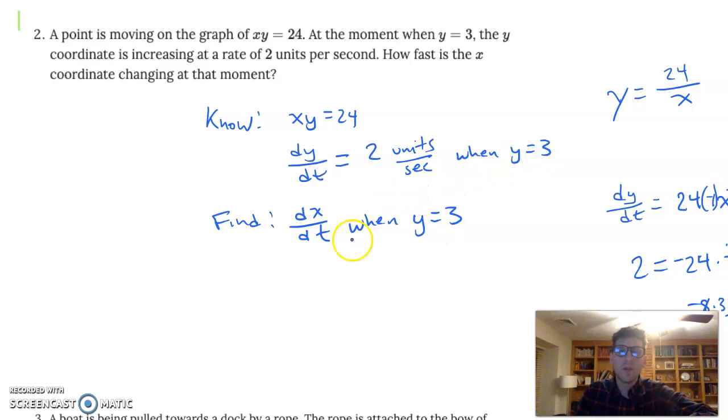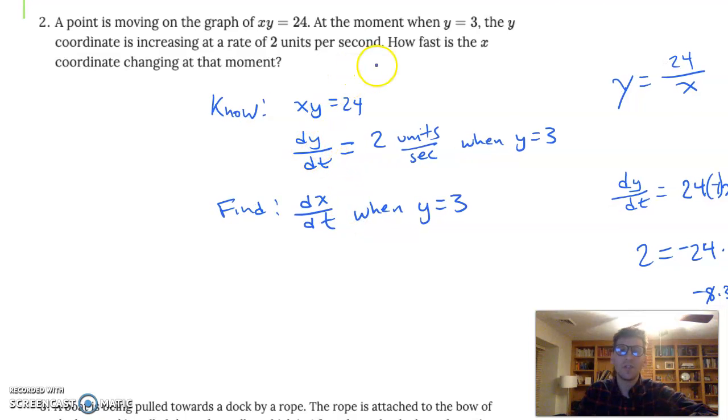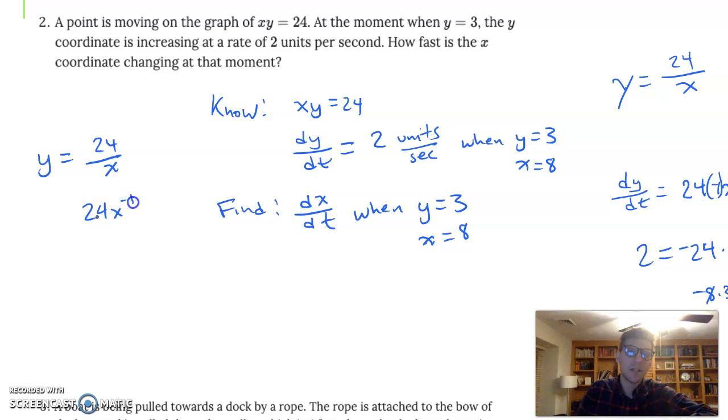One thing that might be helpful here, and we're going to see that it is going to be necessary, is that if we know at the moment when y equals 3, since x times y equals 24, x has to be 8 at that moment. That's going to be helpful, I found, in this scenario. And I rewrote it to derive: I just divided the x over, because then I could think of it as x to the negative first, which is nice for me to power rule.